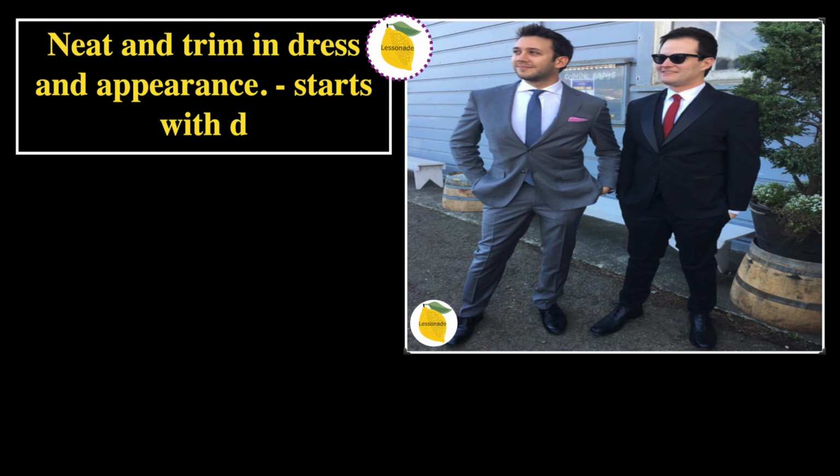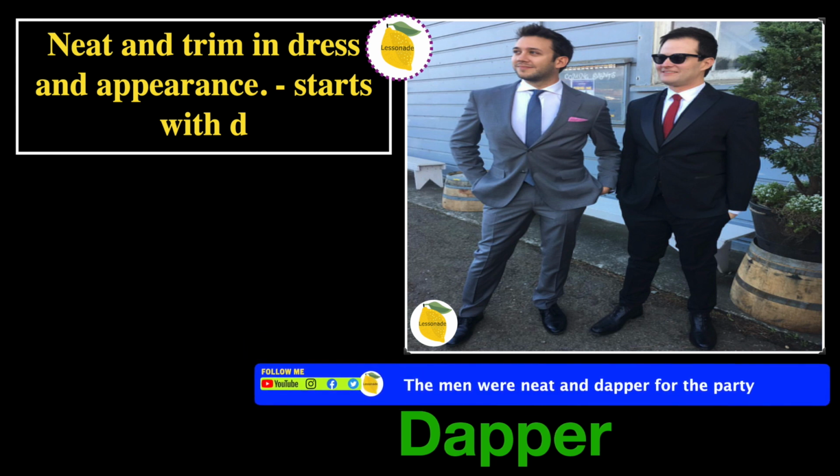Neat and trim in dress and appearance starts with D. In this picture, we can see two people who are neat and trim in dress. So therefore, the word is dapper. And the sentence is, the men were neat and dapper for the party.